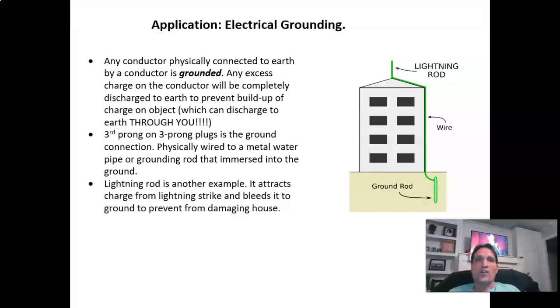And so the charge will go from the metal frame of your car through your body to ground, and you could die. Okay, so a current would flow through you, and so that's why if there's ever a storm, you're better off to stay in your car than to get outside of your car. Electricity always wants the easiest path to ground.